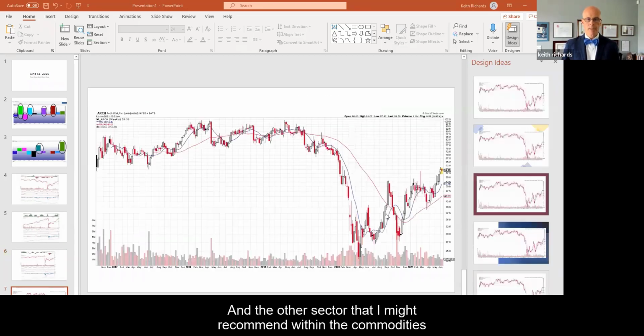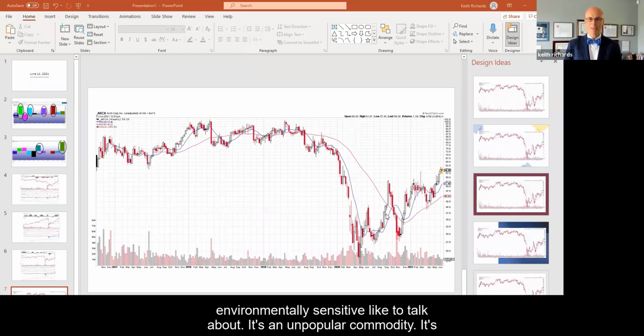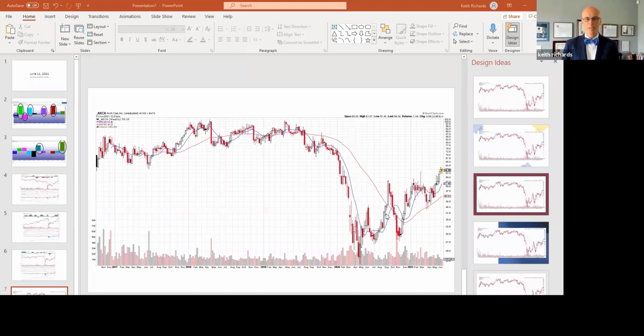And the other sector that I might recommend within the commodities is, believe it or not, coal. Now, if you follow my work, you know that I have been kind of contrarian talking about coal. It's not a subject that people who are environmentally sensitive like to talk about. It's an unpopular commodity. It's a dirty burning fuel source.